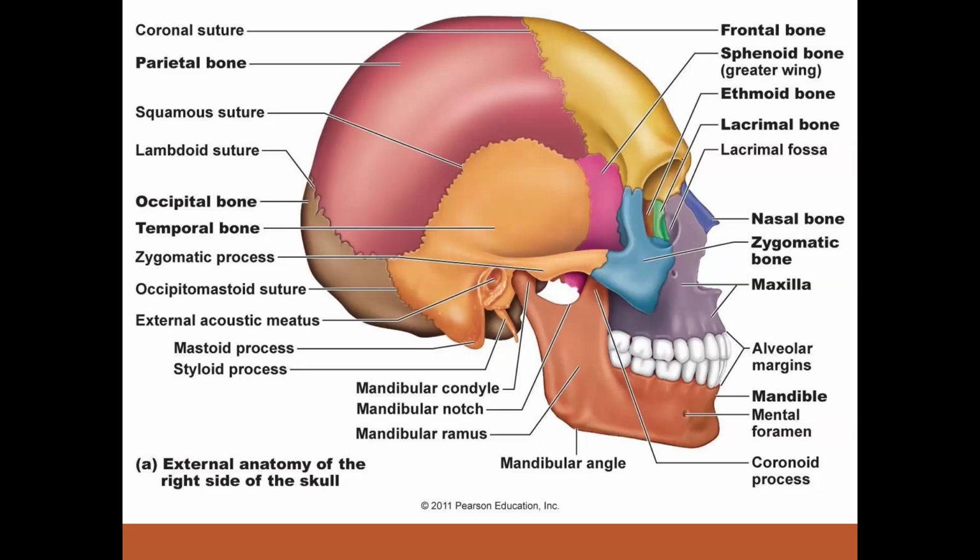So notice the maxilla makes most of the face. The zygomatic is clearly the cheekbone, right? Mandible is easy enough. The temporal is all this area. So the whole flat area where you rest your head at night on the side, that's all temporal. The crown is the parietal. Frontal is the forehead. Occipital is all the way in the back.